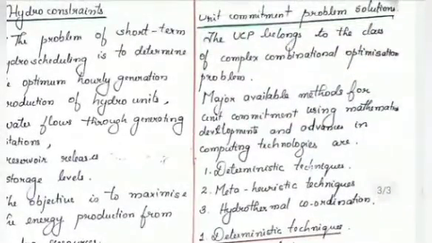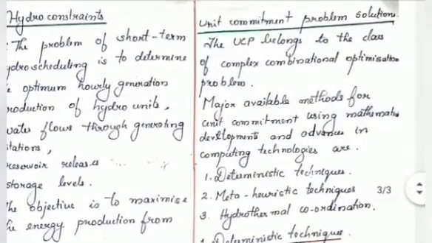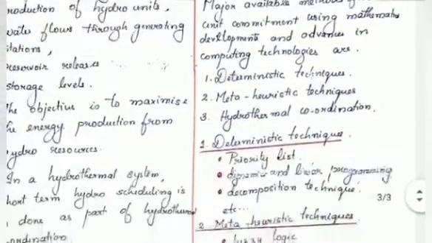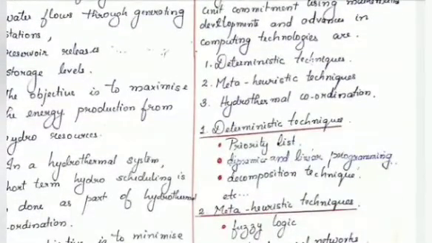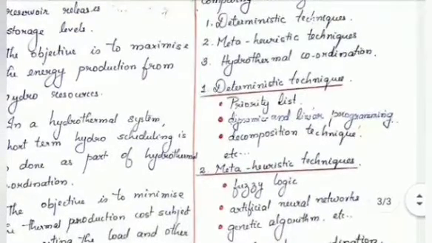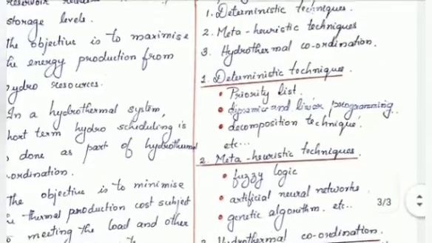So next is unit commitment problem solutions. This unit commitment problem, as we already explained in the first class, is a complex combinatorial mathematical optimization problem. There are different methods as solutions, using mathematical developments and computing technologies. Mainly we can classify them into 3 techniques. One is the deterministic technique, second is the meta-heuristic technique, and the third is hydrothermal coordination.